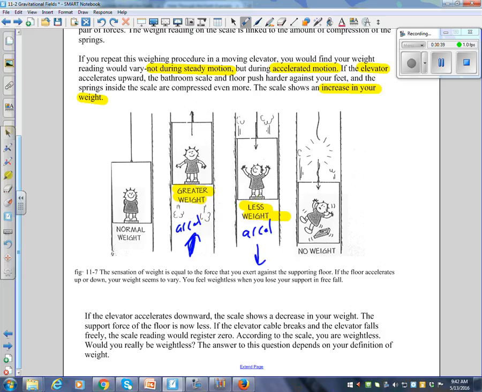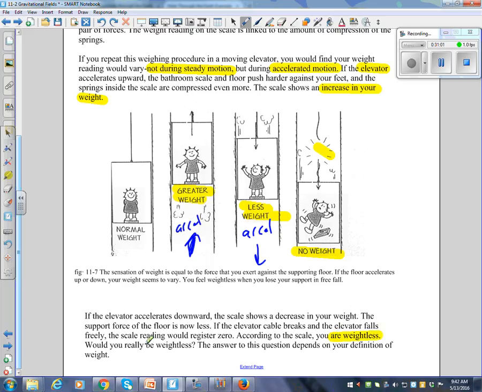You are accelerating downward. And if you are unlucky enough that the cable breaks, then you are in free fall and you have no weight at all. If the elevator cable breaks and the elevator falls freely, the scale reading would register 0. According to the scale, you are weightless.